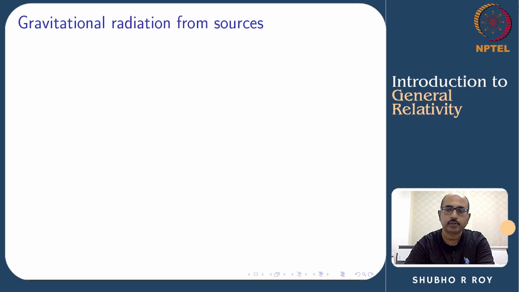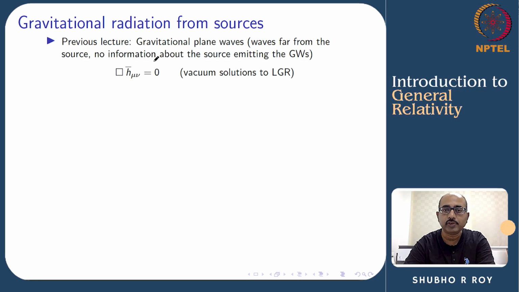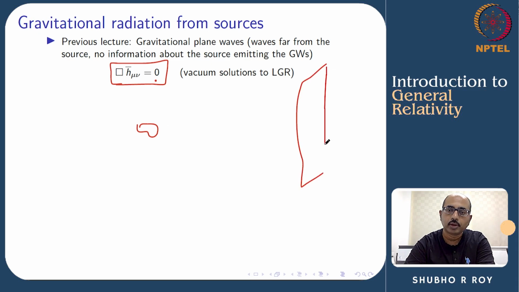Let's look at gravitational radiation from sources. So, in the previous lecture, we looked at gravitational plane waves. That is, first of all, we were looking for solutions of this equation, which, as you know, is the linearized field equation in Lorentz gauge. And I've put the source term to 0. The reason is that we were looking at gravitational disturbance far from the source. And as you know, far from the source, the wavefronts become more and more plane-like. So that's why we were interested in looking at plane waves.